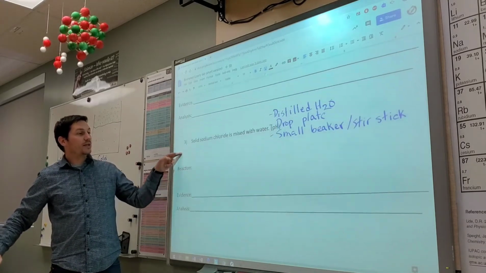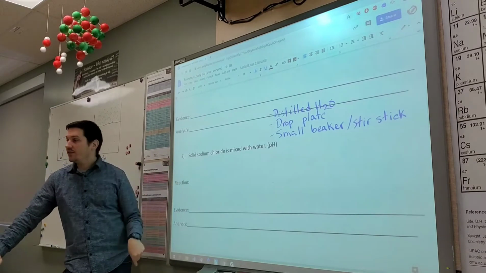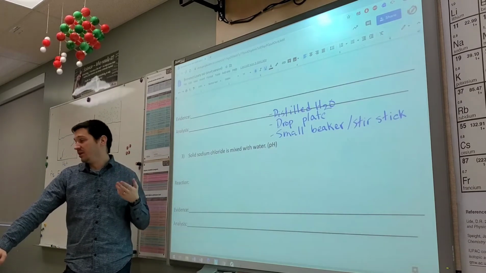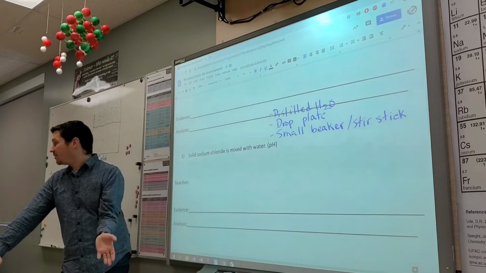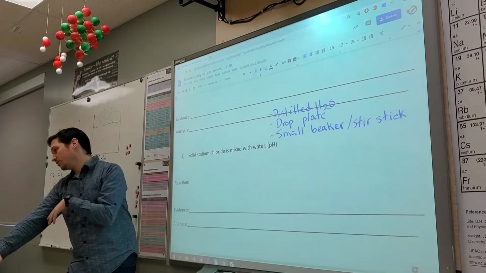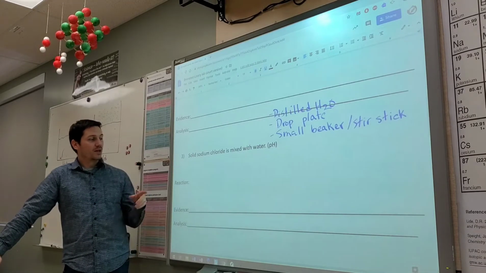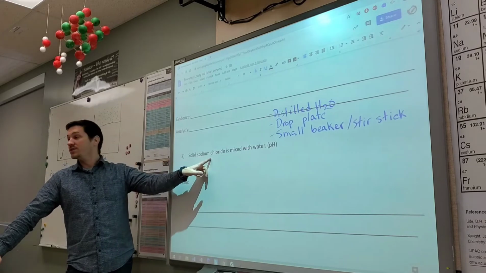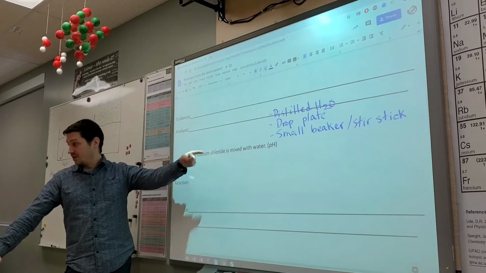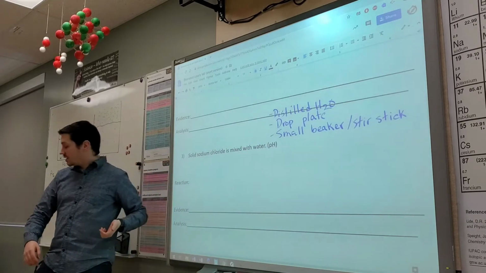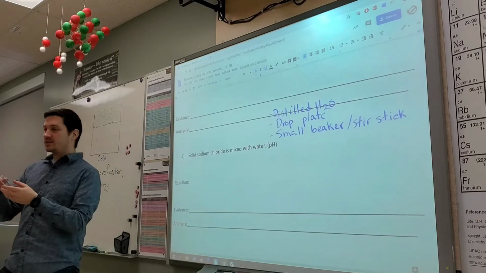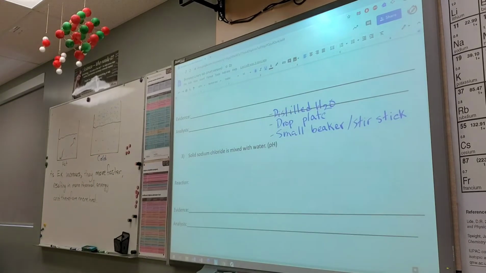Station number 3, and every other station, you should just do in a small beaker. And you'll rinse it out every time, and then you'll dry it out, and then you'll reuse it every time, right? Solid sodium chloride, otherwise known as salt, is mixed with water. Observe the pH. Now what that means is once you've mixed the 2 together, take a strip of pH paper, put it in, and see what kind of pH it is, right?